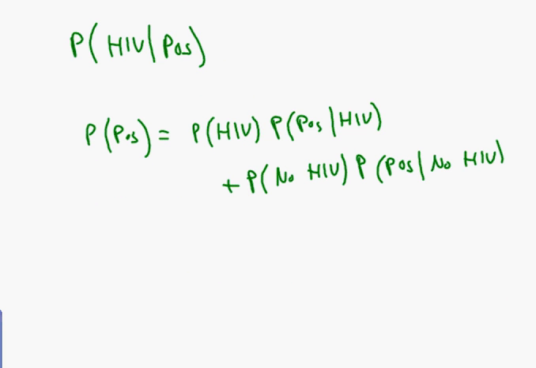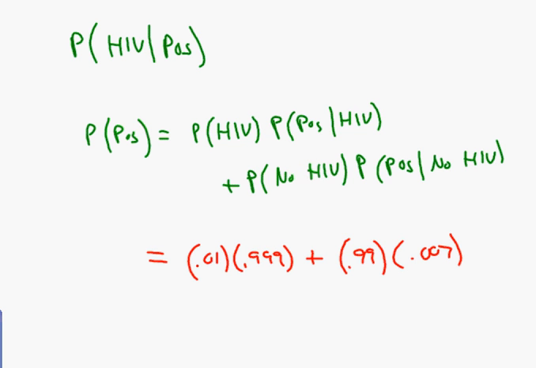So we can fill in all these numbers. The probability, this part here, is 0.01 times 0.999 plus 0.99, the 99% who are not carrying the virus, times the 0.007% of that 0.99 that are going to be told that they are carrying it. We just need to multiply those numbers and add. So we multiply all this together, we get this number, 0.01692.